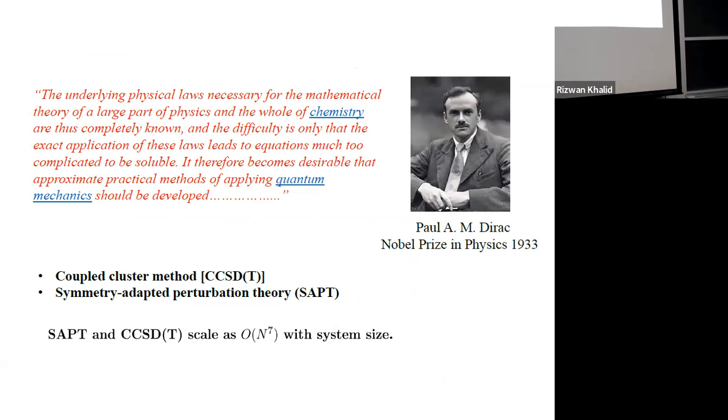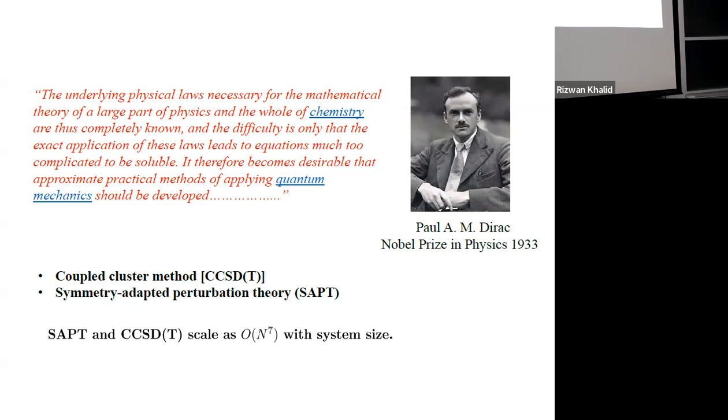So Dirac described this problem so elegantly that I would just like to quote him. The underlying physical laws necessary for the mathematical theory of a large part of physics, actually he's talking about quantum mechanics, and the whole chemistry are thus completely known, and the difficulty is only that the exact application of these laws leads to equations much too complicated to be solvable.